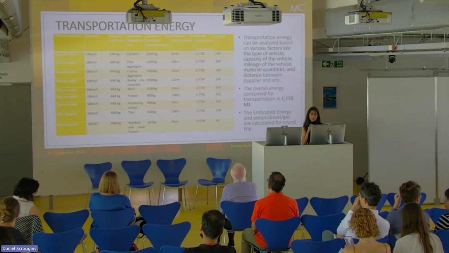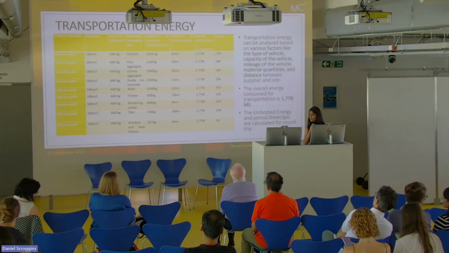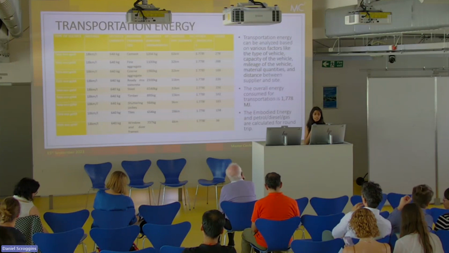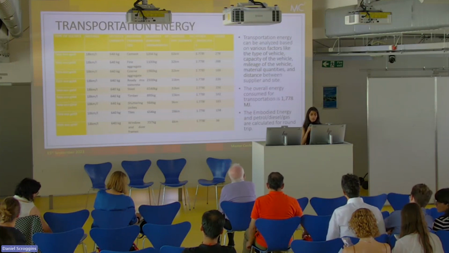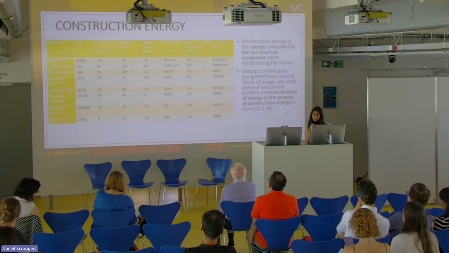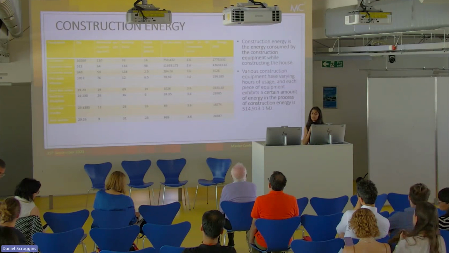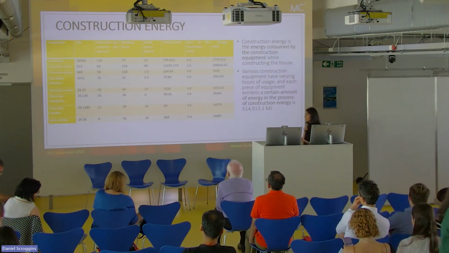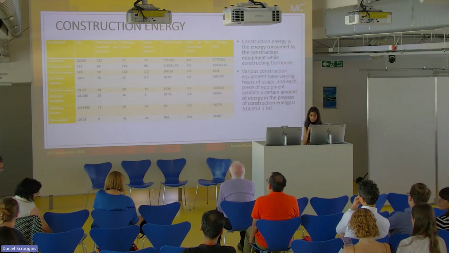The next was the transportation energy. For transportation energy, I've studied the parameters from the A1 stage to A3 stages, where it included the raw material and the manufacturing and the transportation. In that, I have studied parameters such as the type of vehicle, the distance, and the availability of the products, which was also very much important. Then was the construction energy. In the construction energy, the type of equipment that is used for the construction plays a very major role. On these parameters, I studied the type of equipment that are used and what was the energy consumption by these equipment.